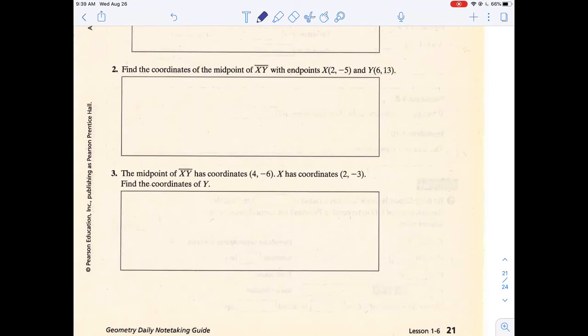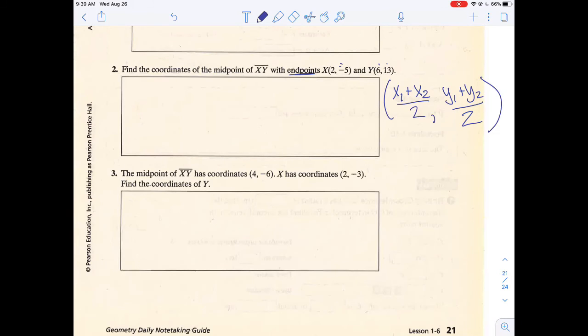Okay. Number 2 says find the coordinates of the midpoint x, y with the endpoints. X is 2, negative 5, y is 6, 13. So you have x1, y1, and x2, y2. You're going to use the midpoint formula to figure out what the midpoint is. Whoops. y1 plus y2 over 2. Okay, find the midpoint here.